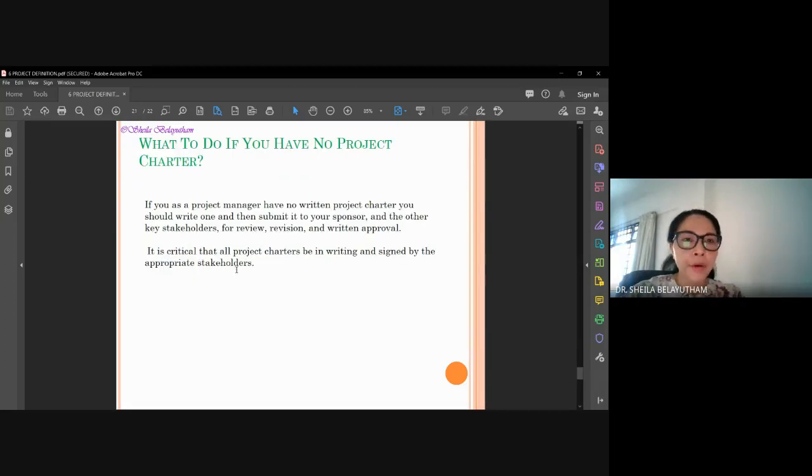All right, so next one, what to do if you do not have a project charter? Usually we would have one. If it's not called a project charter, it might be called a working paper or whatsoever. If you as a project manager have no written project charter, you should write one and submit it to the sponsor, the client, and the other key stakeholders for review, revision, and written approval. It is critical that those charters are written and signed by these stakeholders, so it gives authority to the project manager to move forward with the project.